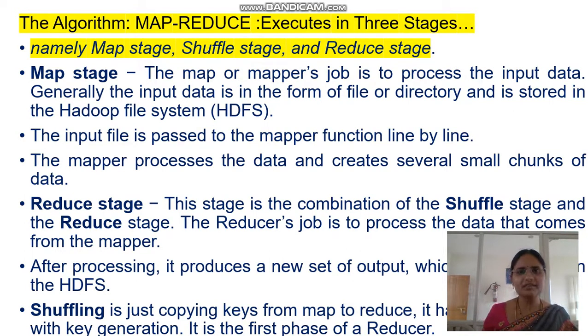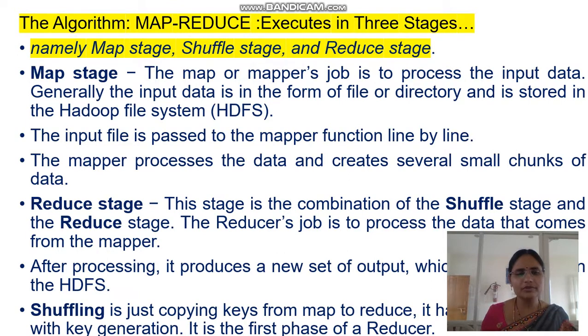In the map stage, the mapper's job is to process the input data, generally an input file or directory stored in HDFS. The input file is passed to the mapper function line by line. The mapper processes the data and creates several small chunks of data. After that comes the shuffling stage. During this stage, it simply copies all the data generated as output from the map function, and after that passes it as it is to the reduce stage.